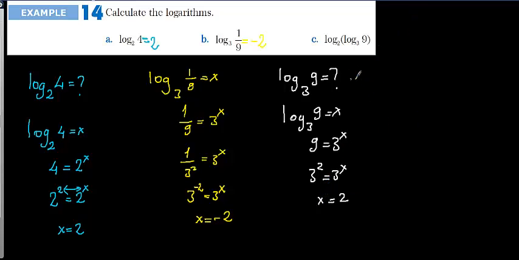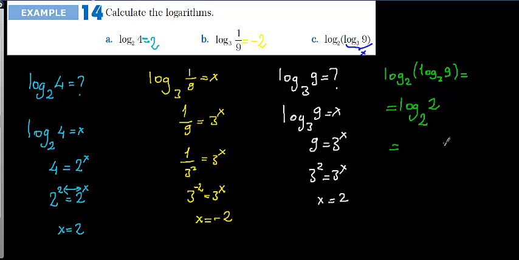Then if x is equal to 2, it means that logarithm base 2 of the logarithm base 3 of 9 is logarithm base 2 of 2, the expression we found.